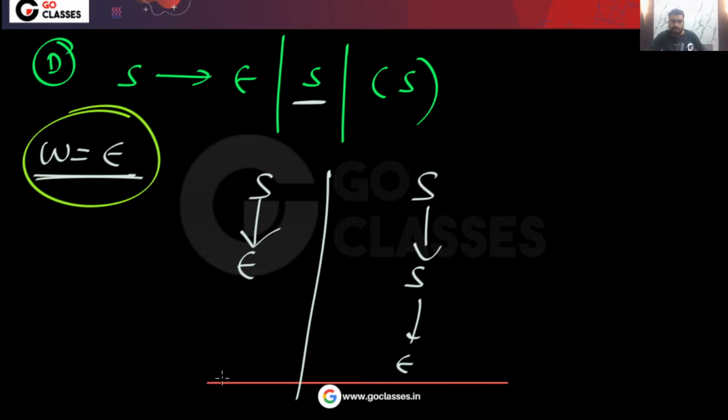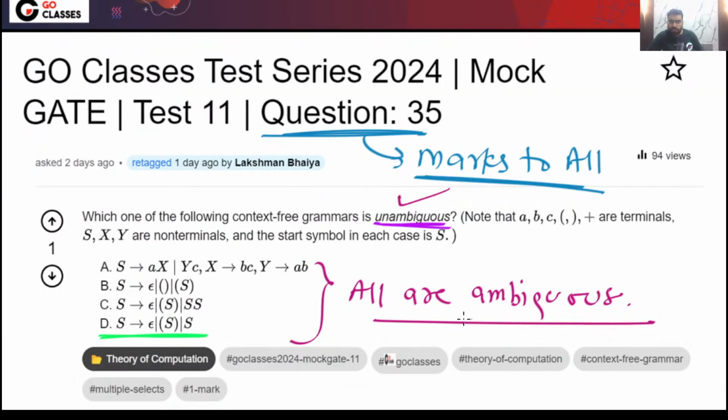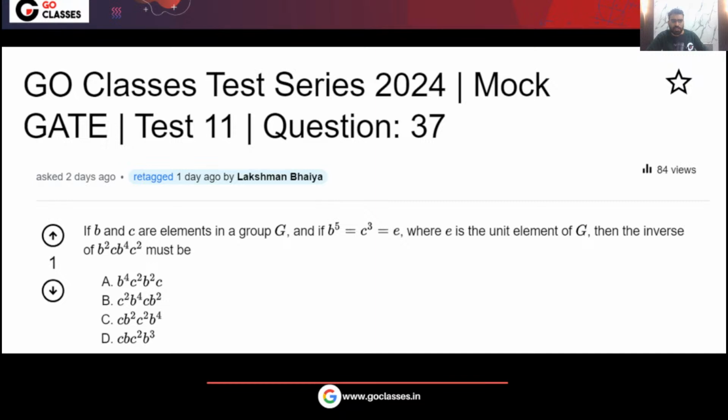Is this clear? So very simple. Every option is basically an ambiguous grammar. So that is the reason for this question, marks to all. Okay, let's move on now. Now let's solve this question.